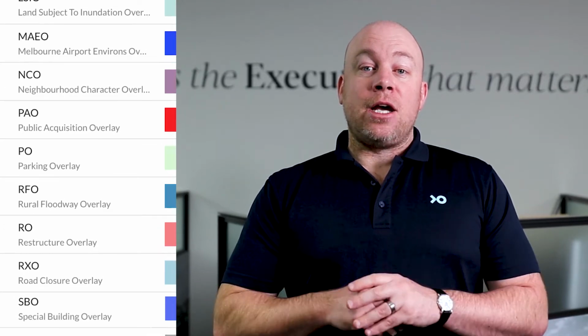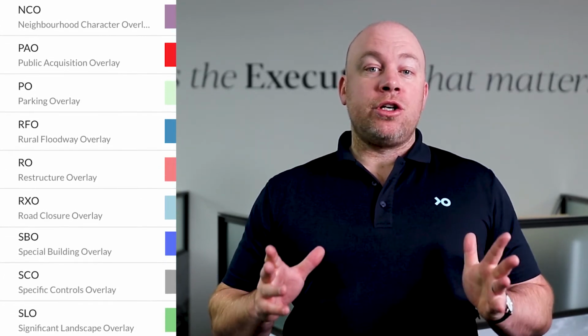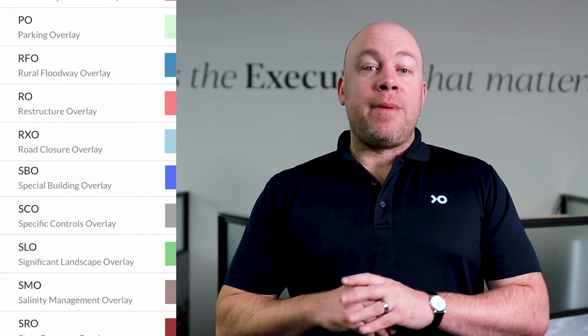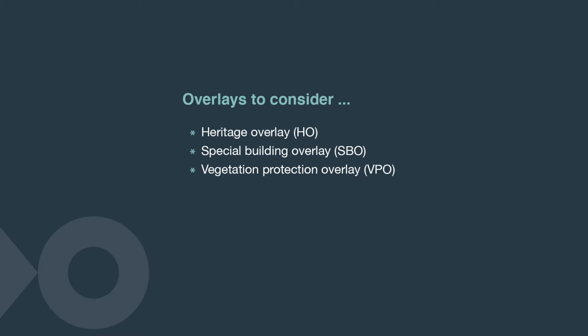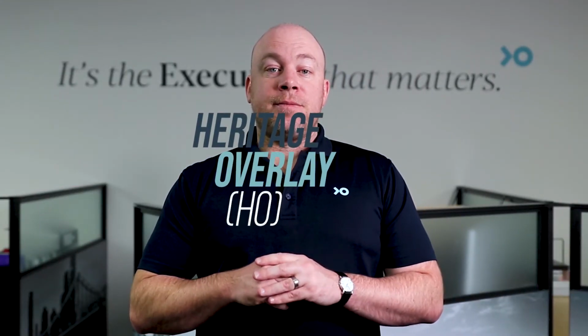In Victoria, there are many overlays. They range from erosion and bushfire risk right through to Melbourne Airport enviro overlays. But in this video, we're going to focus on the ones that we encounter each day as residential property developers working in and around Melbourne. Heritage overlay, special building overlay, vegetation protection overlay, and significant landscape overlay. Let's talk about heritage overlays.